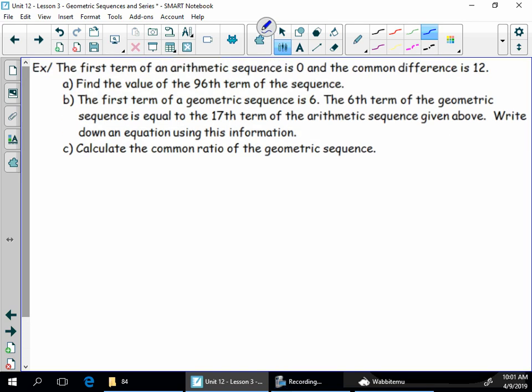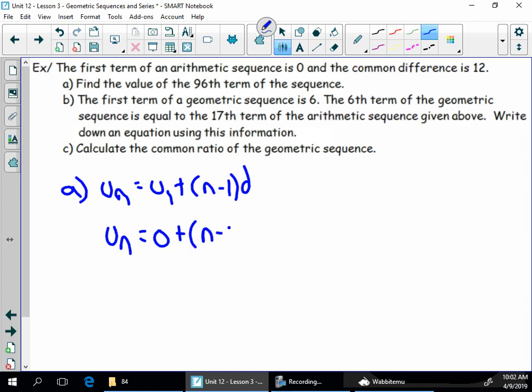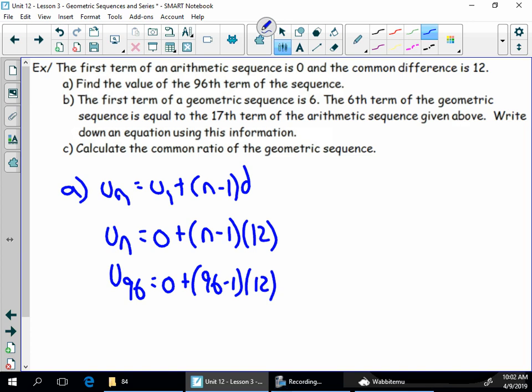Okay, the first term of an arithmetic sequence is 0, and the common difference is 12. So this question is reflecting back on what we did yesterday. Find the 96th term of the sequence. Remembering yesterday, we're going back to an arithmetic sequence: 0 plus n minus 1 times d. d is 12, and I'm looking for the 96th term, u96. So 96 minus 1 times 12. Punch into our calculator, and you should get 1140.